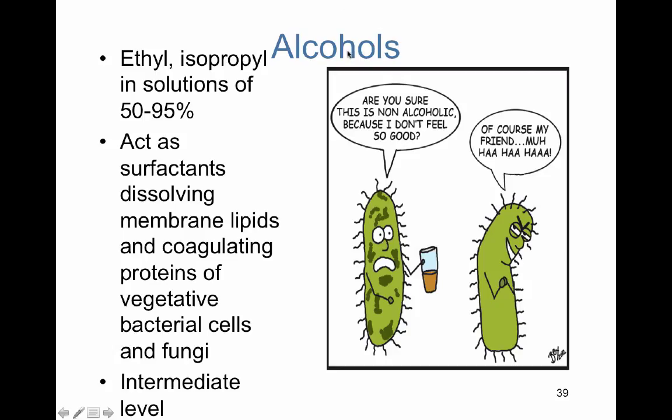And then we have alcohol. Usually 50 to 95% ethyl or isopropyl solutions, and they're intermediate level, and they will target the membrane lipids and proteins of vegetative bacterial cells and fungi.